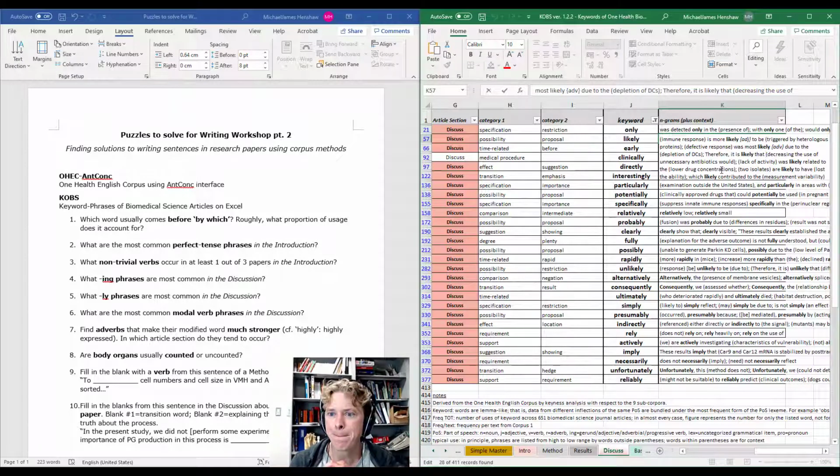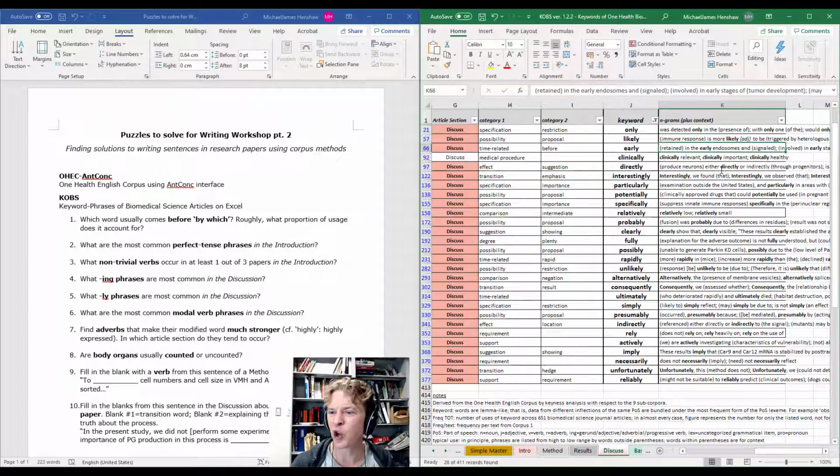But the power of the Excel file is you might be able to do this a lot faster than going into the AntConc. And that's the idea. So you might use the Excel file as a first screen to try to find what you're looking for. And if you need more detail, then you go into the AntConc. That's sort of my goal for how you do this.